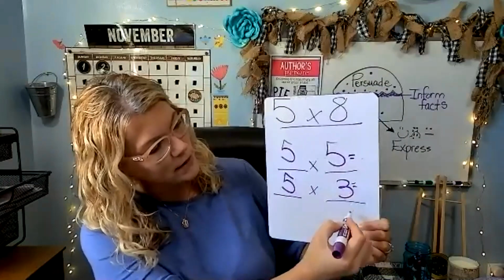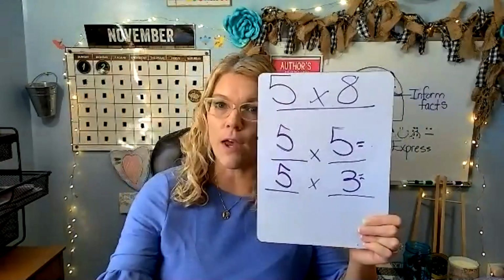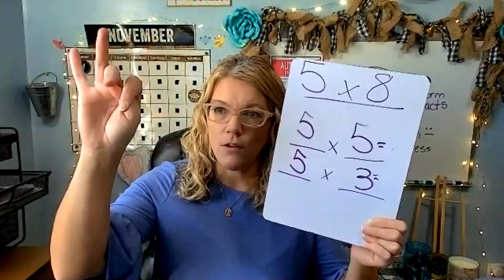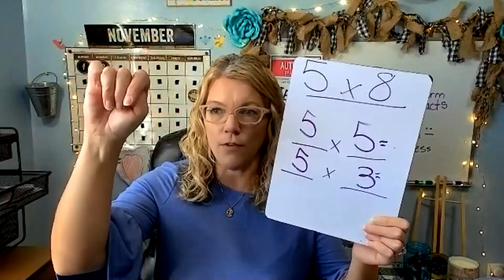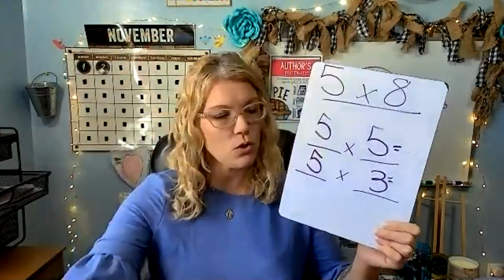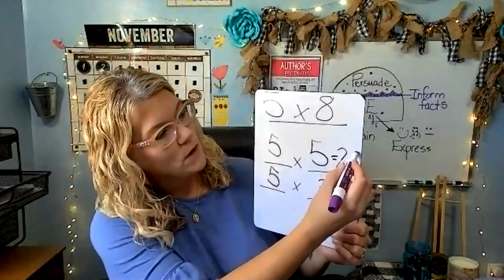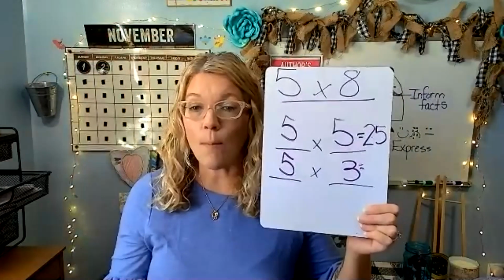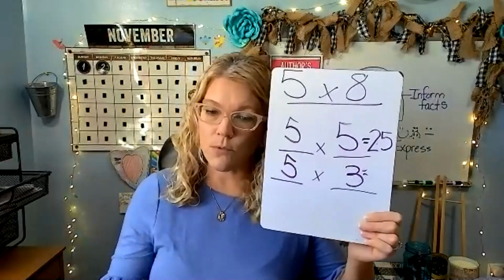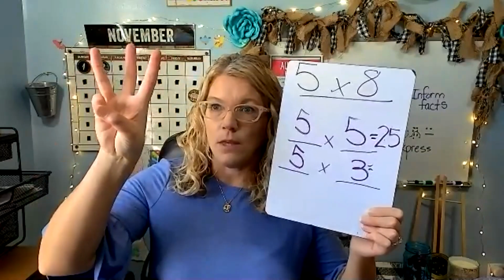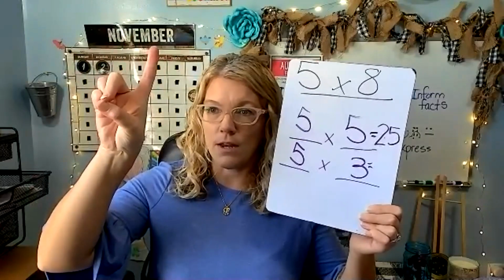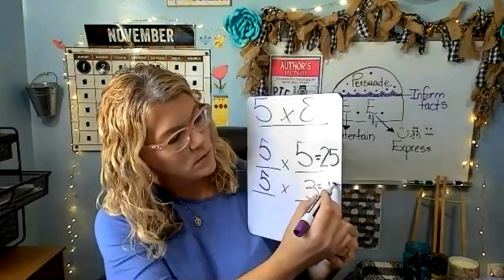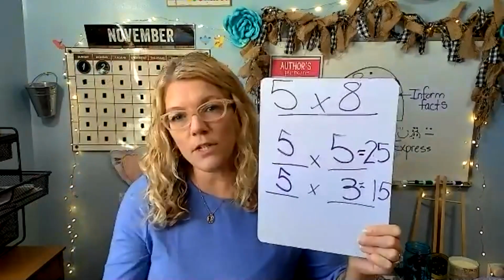Let's find out these products and then add them up. 5 times 5. Ready? Count with me. 5, 10, 15, 20, 25. 5 5s is 25. Alrighty then. How much are 5 3s? 5 times 3. Count with me. 5, 10, 15. All right, Smarties. Add up 25 plus 15.